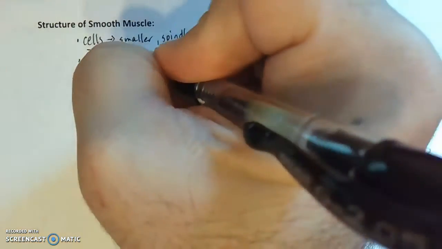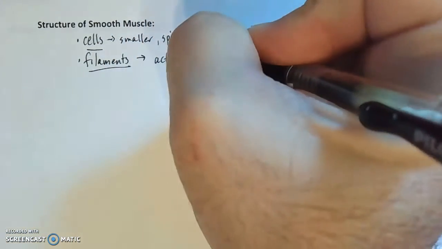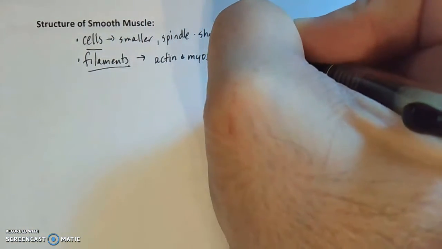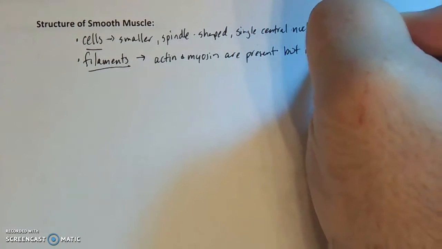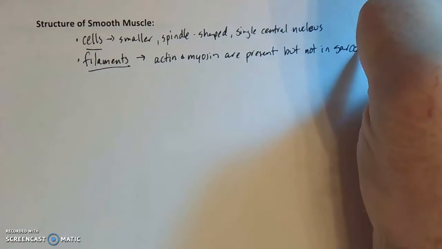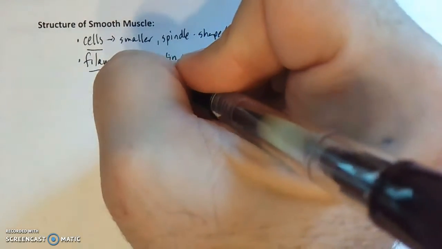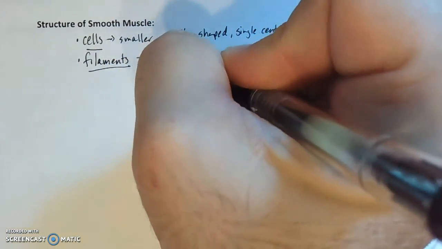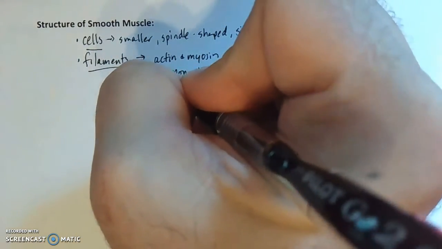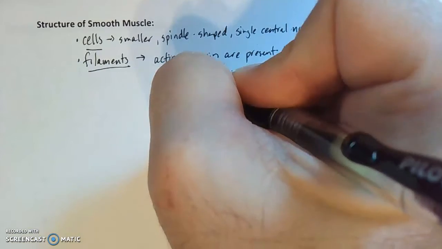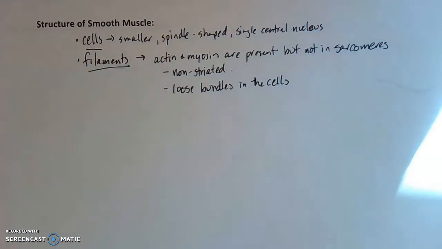So with that, actin and myosin are present, but not in sarcomeres. So we do not have sarcomeres present. That gives us our non-striated appearance. So basically, they are in loose bundles in the cells. So they're spread out.